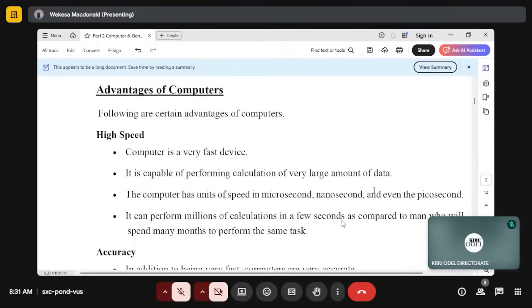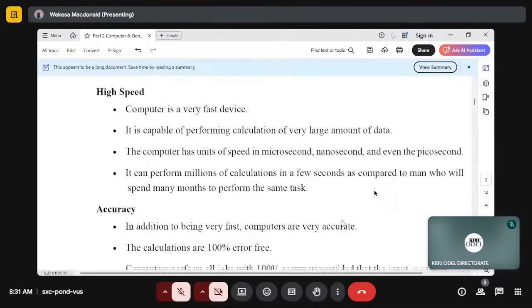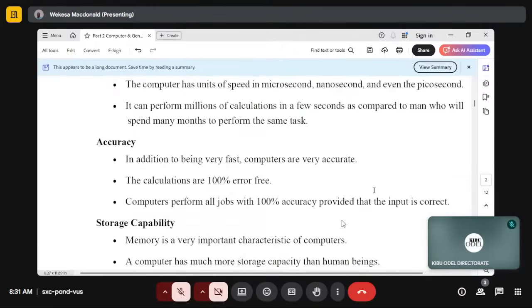Another advantage of a computer is the accuracy. In addition to being very fast, these computers are very accurate. If you are told 11 times 30, you will write it down first before doing the calculations, but a computer does it very fast. They are 100% error free. A computer is an error free device.